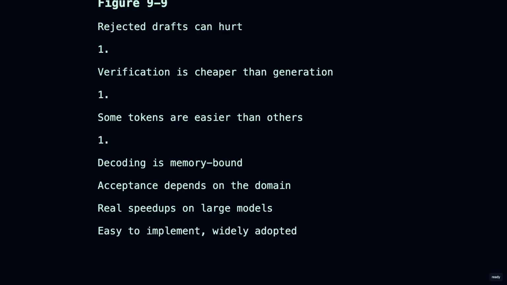This approach is popular because it is practical. It does not change the model's quality, and it is straightforward enough to appear in real inference frameworks. That makes it a strong production option.